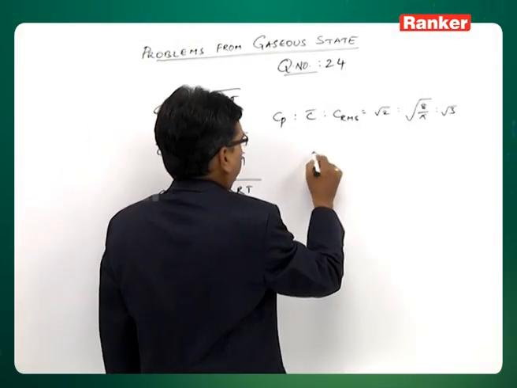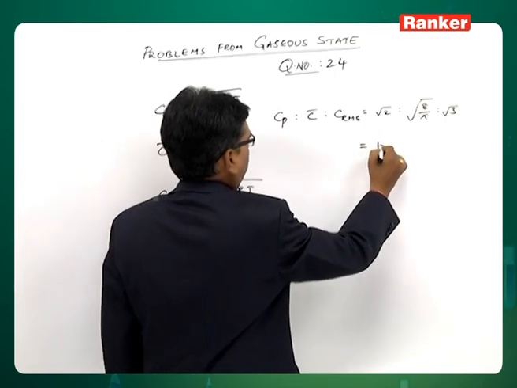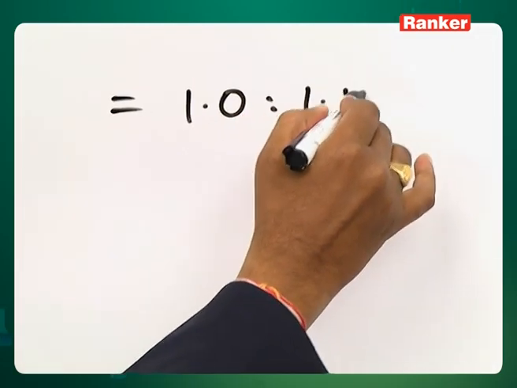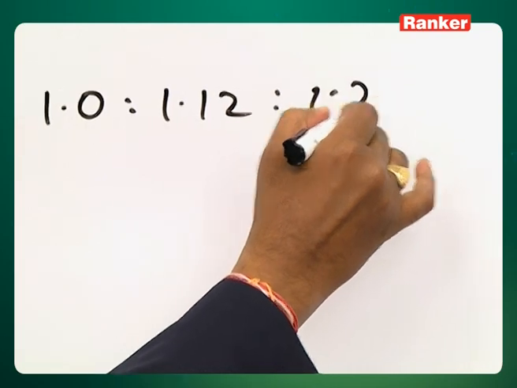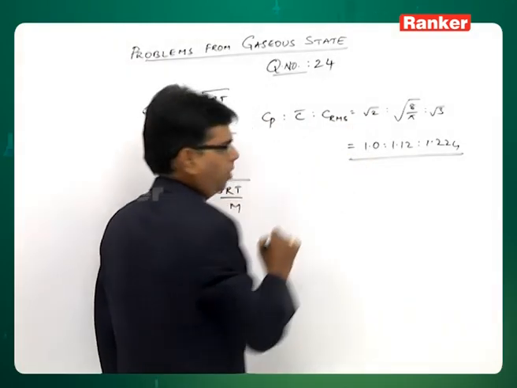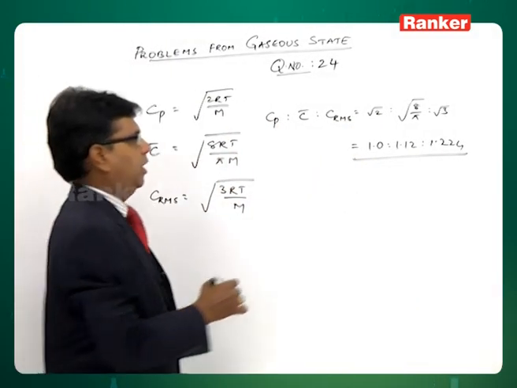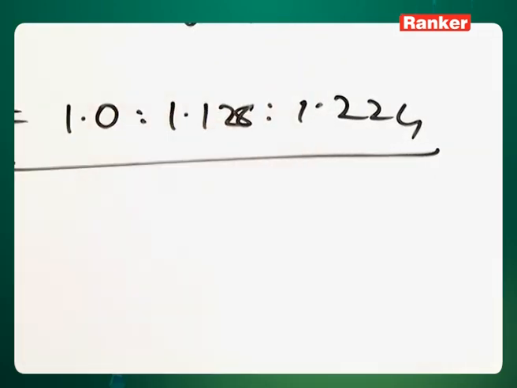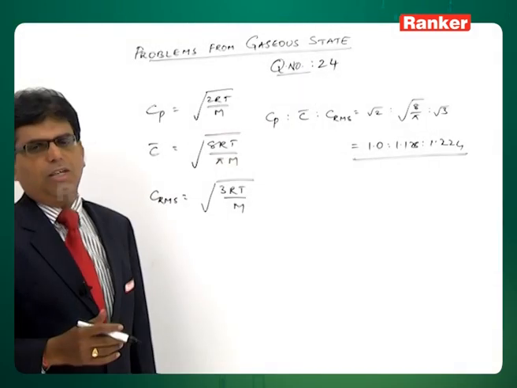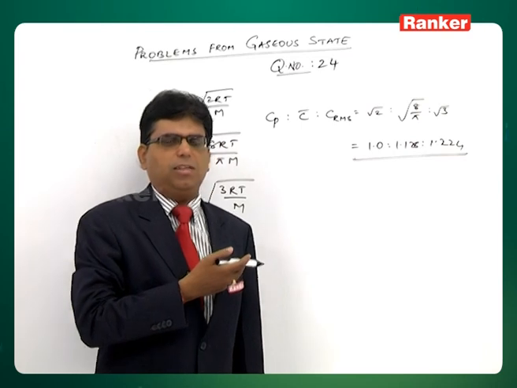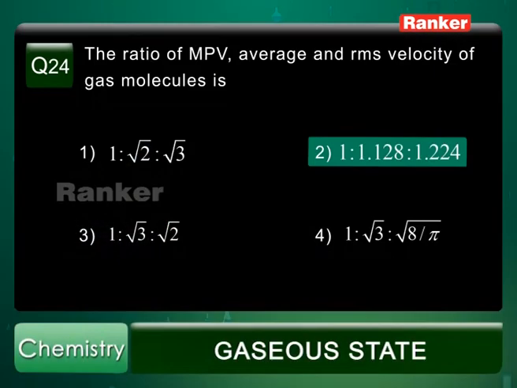And this, if you do it, is 1 is to 1.128 is to 1.224. This is the ratio. So the correct answer is option 2. It is a direct formula based question, it is only the ratios. So the correct answer is option 2.